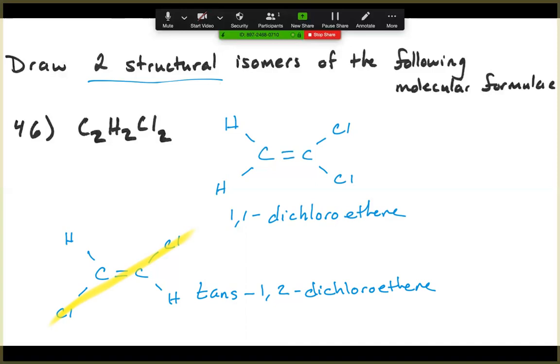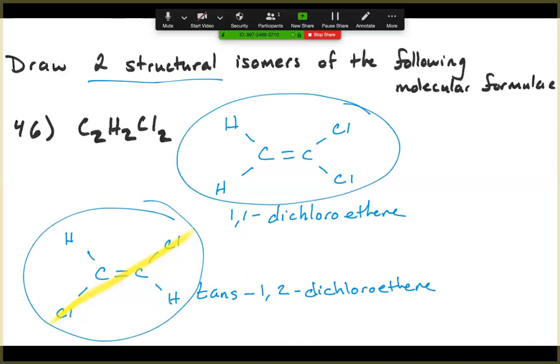We have now two structural isomers. One when the chlorine is on one carbon, the other when they're on opposite carbons, but across the double bond. That also leaves us with a third isomer where both chlorines are on the top. So this would now be cis 1,2-dichloroethene.